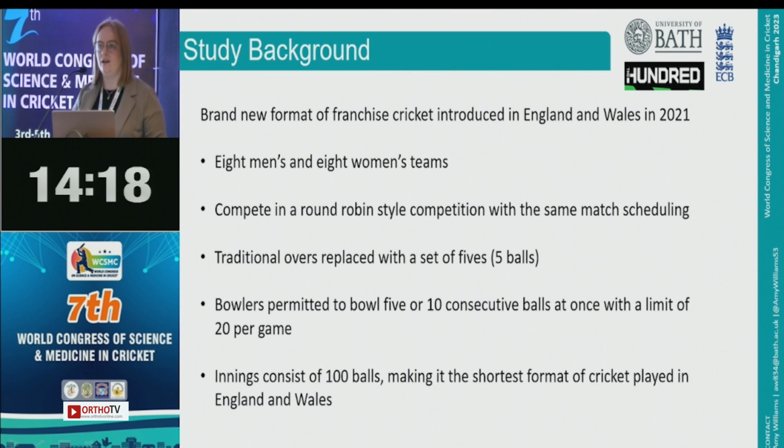And importantly, the men's and the women's competition have a very same or similar match scheduling, which is really exciting, or it is for me at least. Key differences compared to our traditional formats of cricket are that a traditional over of 6 balls is replaced with a set of 5s, which is 5 balls, and that a bowler is allowed to bowl 2 consecutive 5s if they want to at one point, which is quite a key difference compared to our traditional formats. And there is a limit to 20 balls per game that a bowler can bowl. And obviously, given the name, there's 100 balls involved, which in the domestic England and Wales setting is now the shortest form of cricket that is played there.